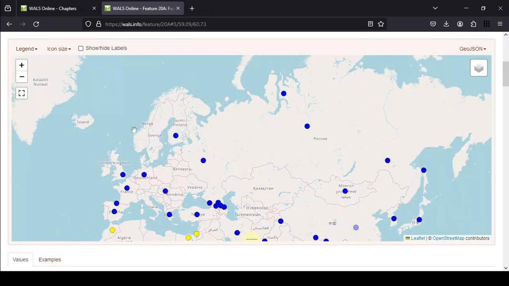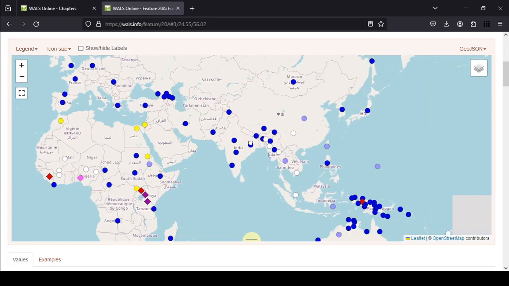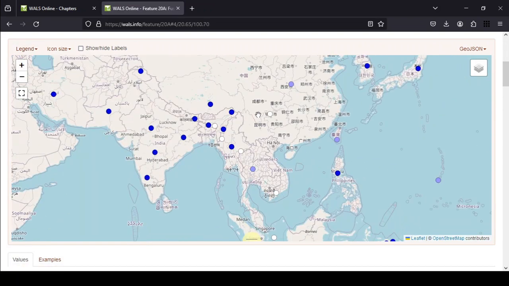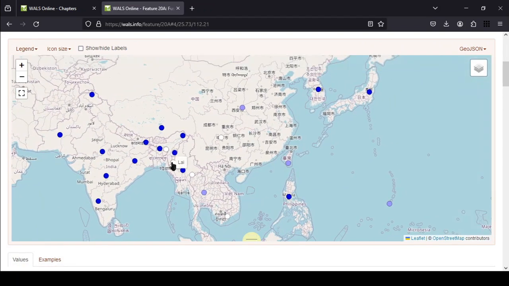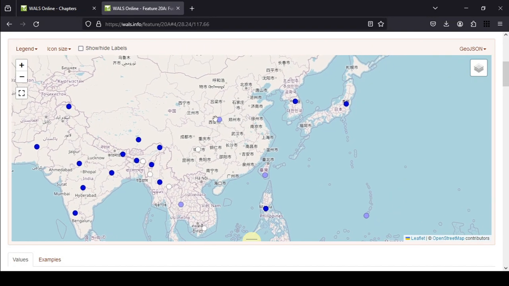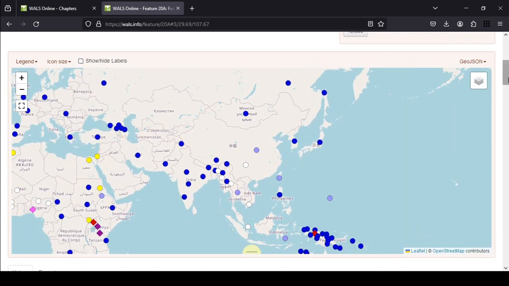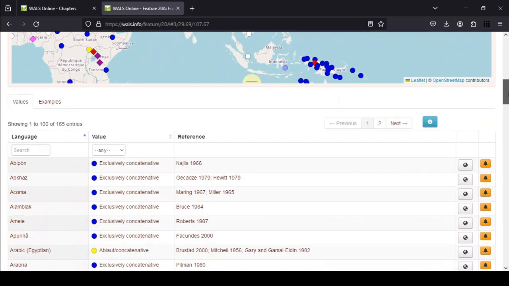Sucks you can't really zoom in and out with the scroll wheel. You have to press those buttons. Here we can see in China we get some interesting stuff. All these languages are purely isolating, so it seems like around China there's some isolating fun happening. And the light blue, I'm assuming, is a mixture of isolating and concatenative.